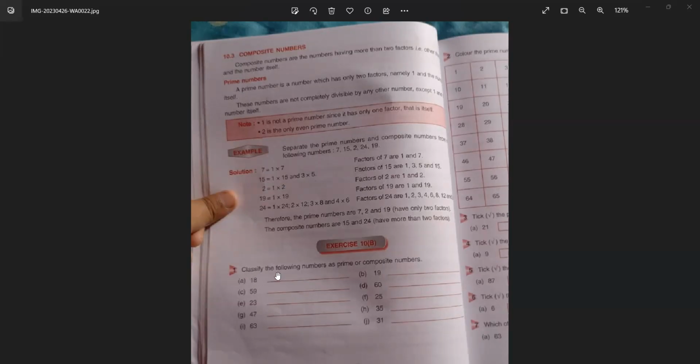So let's classify these. Classify the following numbers as prime or composite. What is 18? 18 has more than 2 factors, so 18 will be a composite number. 19 is a prime number because 19 has only 19 and 1 as the factors. What is 59? Does it have more than 2 factors? No. 59 and 1 are the only factors of 59. 60 has more than 2 factors, like 3 and 20. So 60 will be a composite number.